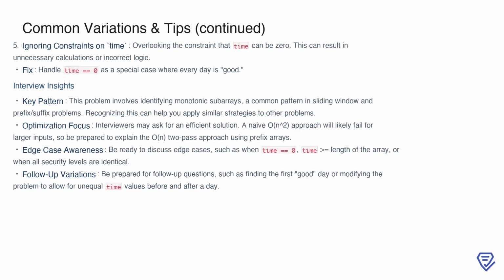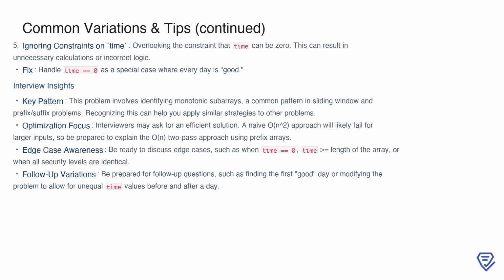In interviews, this problem highlights important insights. One key pattern is recognizing that this problem revolves around identifying monotonic subarrays, which is a common theme in sliding window and prefix/suffix problems. Mastering this pattern can help you tackle similar problems more effectively. Additionally, interviewers often focus on optimization, so it's important to demonstrate an efficient O(n) solution using a two-pass approach with prefix arrays, as a naive O(n squared) approach will likely fail for large test cases.